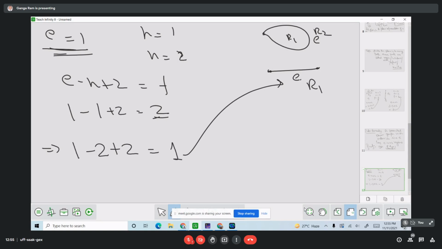And now what will you do? We will assume that this result is true for less than E edges, and after that you will prove that the formula is valid for E edges. You can try. If you have any problem, let me know. Clear? Any doubt? Okay.